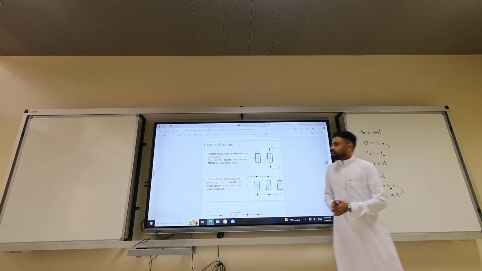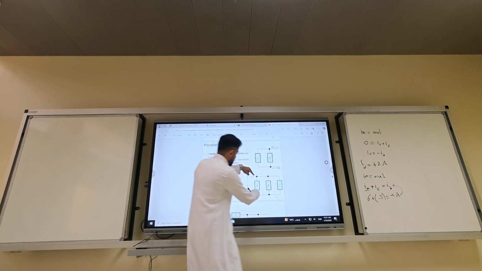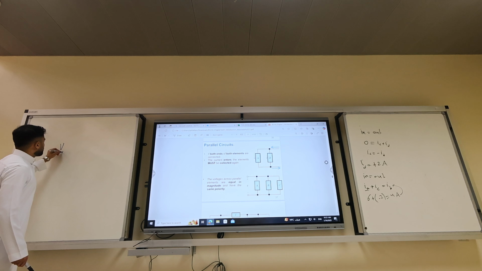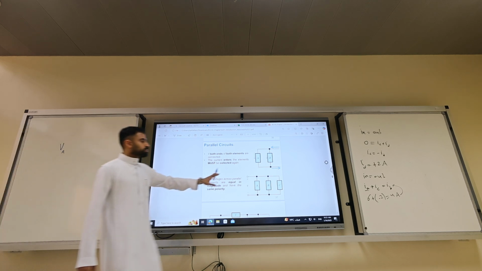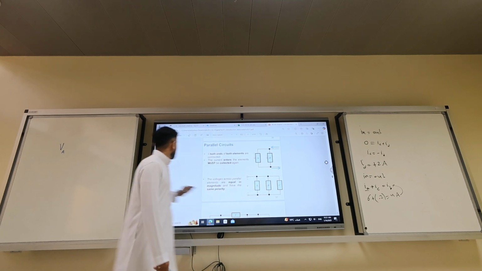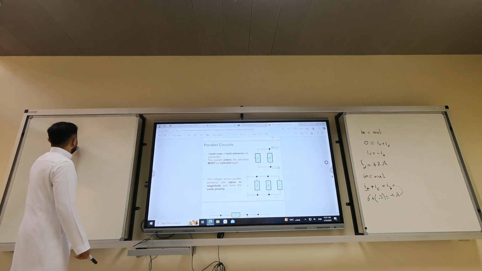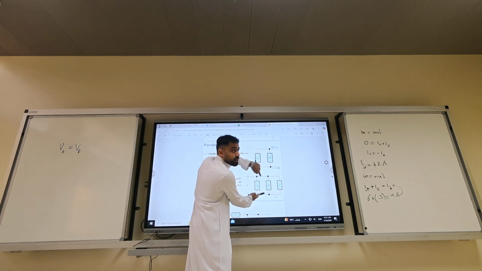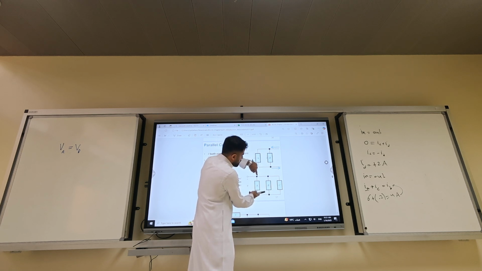Okay. The voltage across A, what did we call it? VA. Now, here we didn't put the letters and the notes. Here we call it the voltage of element A, equal to the voltage of element B, because it's the same connection. The same wires connected. Wires are short circuits.